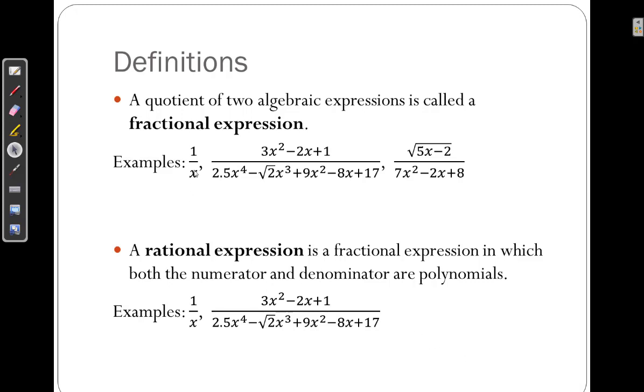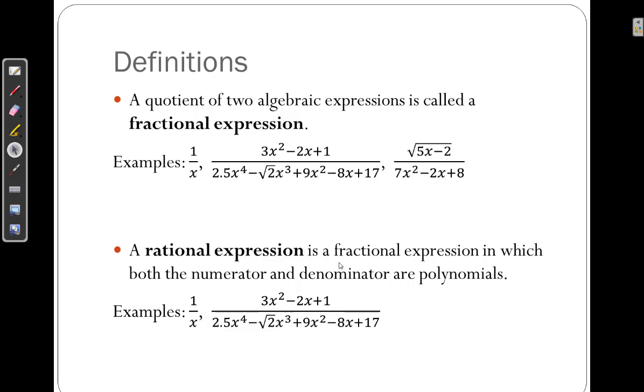A fractional expression is pretty much what you would expect it to be. It's just an expression where you have some kind of algebraic expression on the top, some kind of algebraic expression on the bottom. A rational expression is a more specific version of one of these. A rational expression is a fractional expression in which both the numerator and denominator are polynomials. So this one is a rational expression and this one is a rational expression, but this is not, because the square root of 5x minus 2 is not a polynomial. It's a radical. It has a polynomial inside it, but that doesn't count.